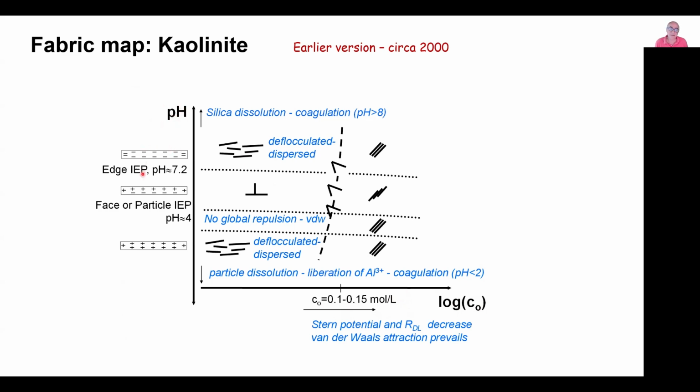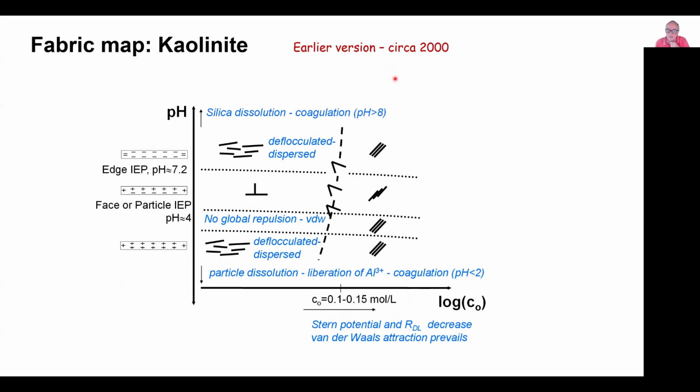pH determines the surface charges, while the electrolyte concentration was telling us whether we collapse the double layer because the concentration is too high. Go back to the heuristic equation: concentration high, double layer thickness small, and so van der Waals takes over, and then particles become aggregated.